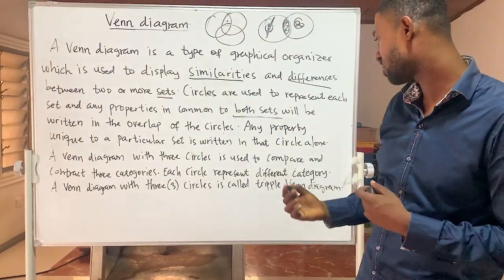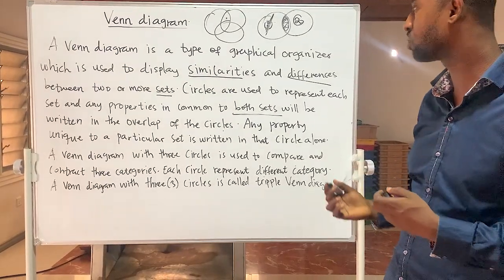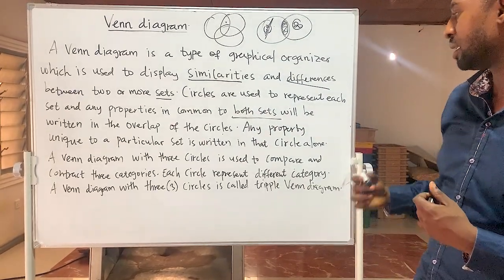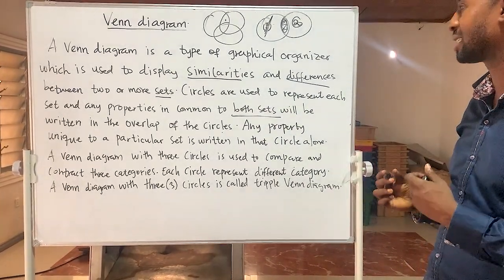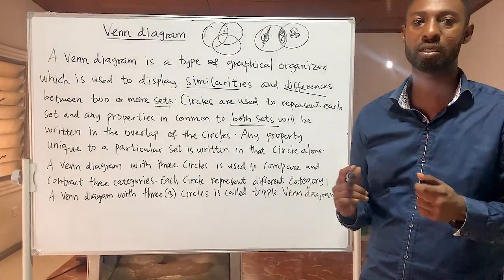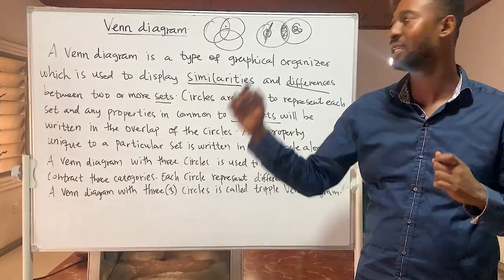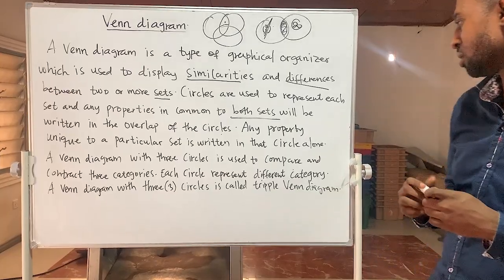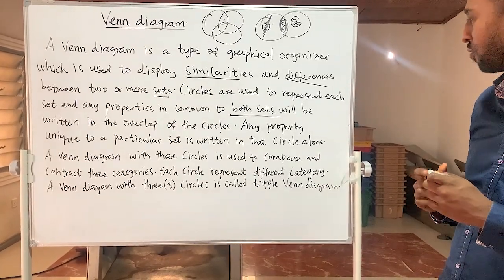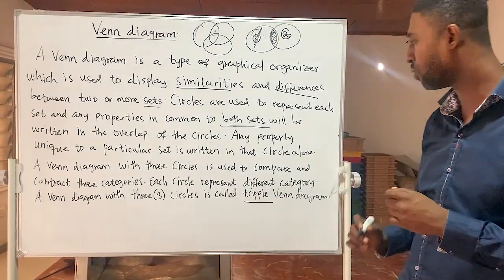Now, the circles are used to compare and contrast three categories. Remember, I said we are looking at what we call a three-set problem. Each circle represents a different category. So if we are talking of, let's say, football, hockey, and basketball, it means we have three categories, and we are supposed to represent them with three circles. A Venn diagram with three circles is called a triple Venn diagram. So another name for a three-set problem is what we call a triple Venn diagram.